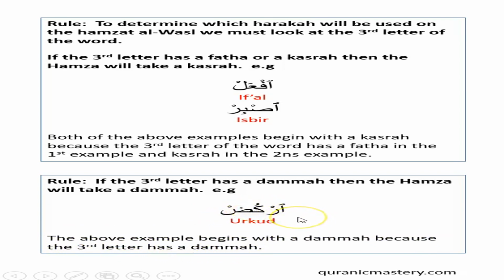So the rule is, if there is either a fatha or a kasra on the third letter, then the Hamzat al Wasl will take a kasra. And if the third letter has a dhamma, then the Hamzat al Wasl will also take a dhamma. There are some exceptions to this rule, but you do not need to worry about that for now. When you get there, inshallah you will learn it with the teacher.